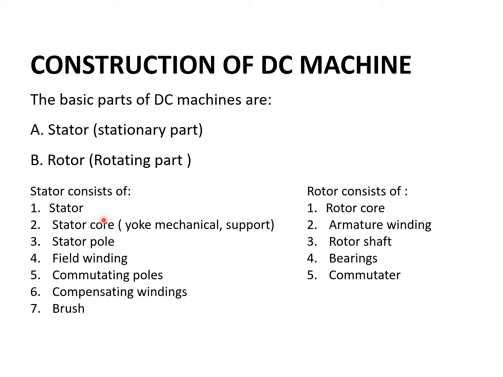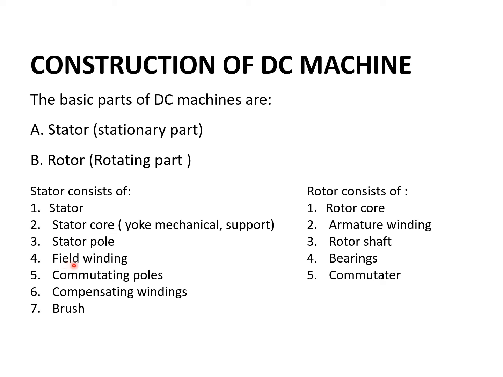Stator: this is a frame which consists of nameplates and terminal box, and it provides the support for the machine and the pole flux. Stator core, also known as the yoke, provides mechanical protection. Stator poles are always in even number; the number of north polarity stator poles should be equal to the number of south poles.